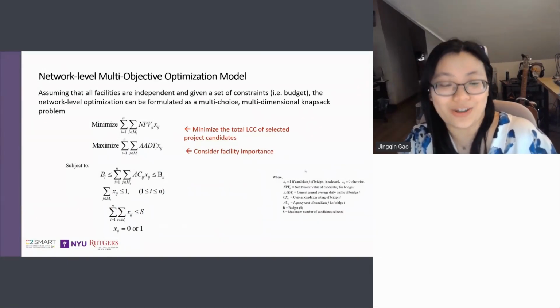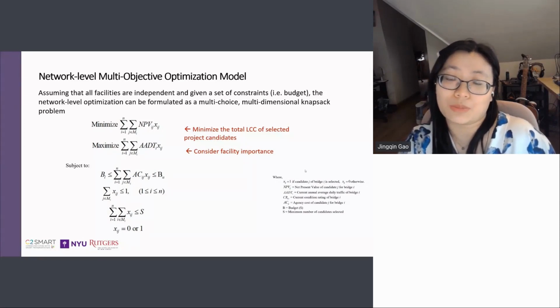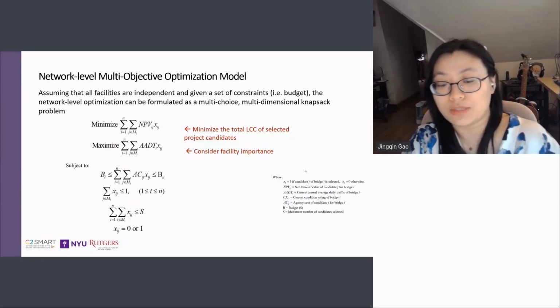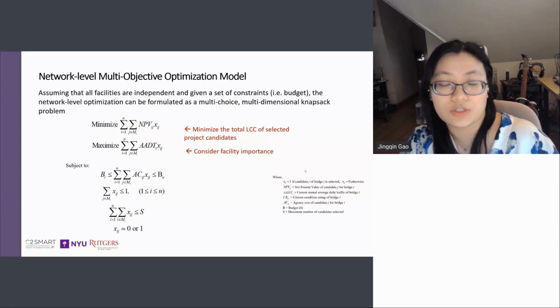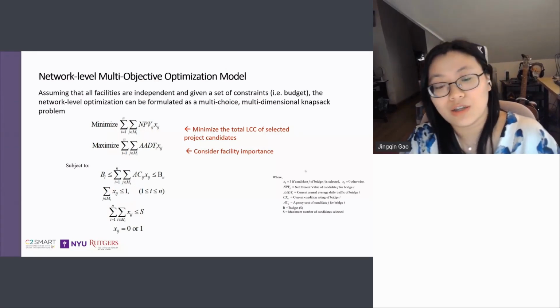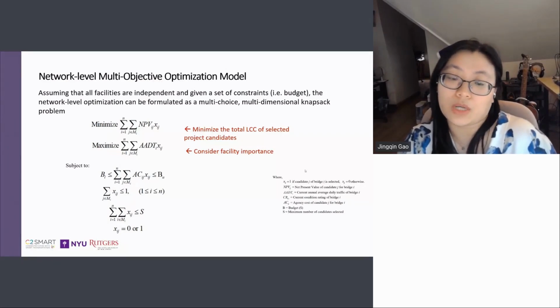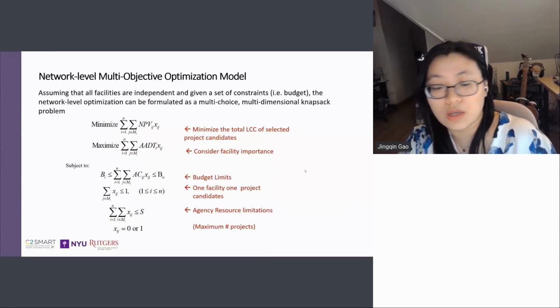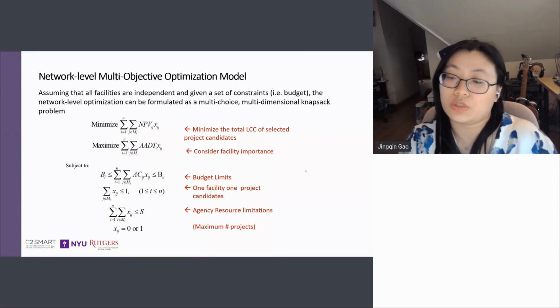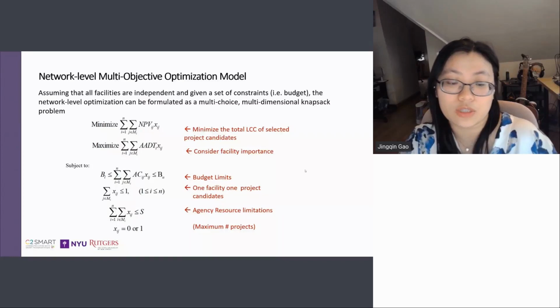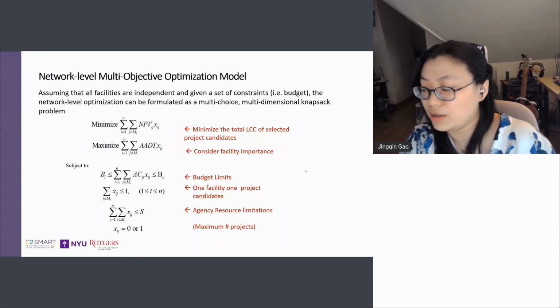And I'm not really going into the detailed equation, but just want to say that this network optimization problem can be formulated as a multi-choice, multi-dimensional knapsack problem. And here, just giving an example using 2 objectives, we want to, of course, minimize the total life cycle cost while considering, in this example, the facility importance. And for the network level constraints, of course, we're going to include a budget limit. We also put one constraint to limit it to 1 project candidate per facility, including the sequence of maintenance and rehabilitation actions, as well as a unique limit that we call agency resource limitation, such as the maximum number of bridges that can be scheduled to be fixed in a given year.